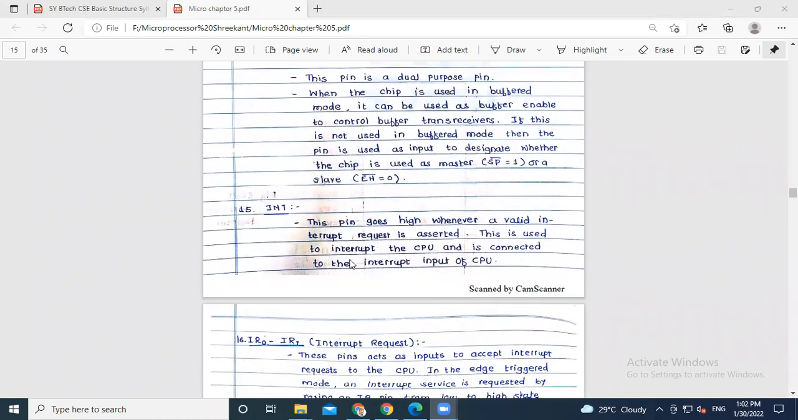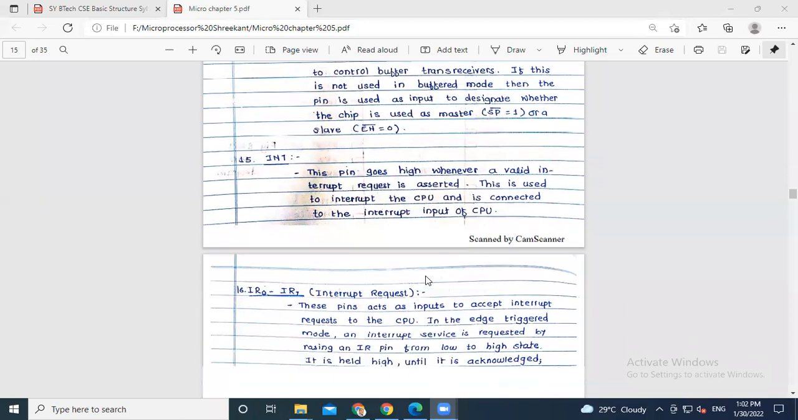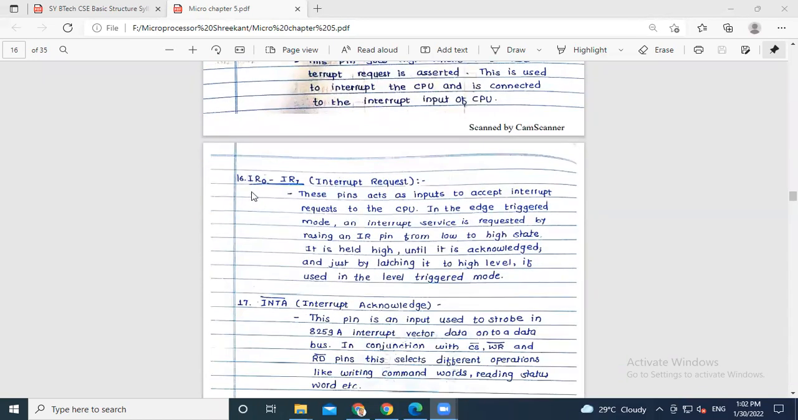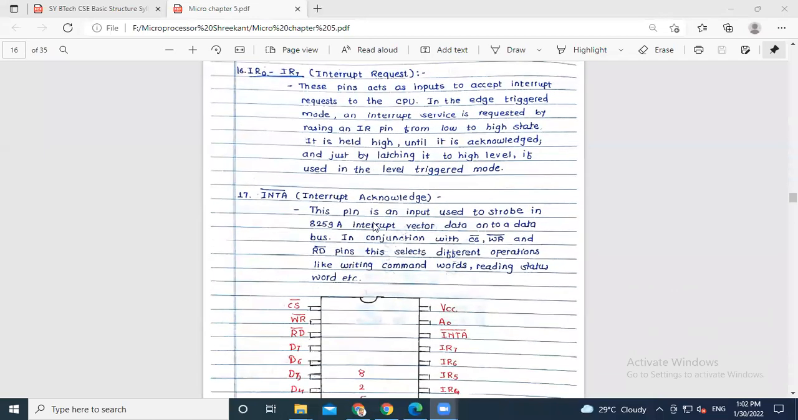Next one is the interrupt. This pin goes high whenever a valid interrupt request is asserted. It is connected to the interrupt input of the CPU. Next one is pin 16, that is IR0 to IR7. These are the interrupt requests. IR0 is the highest priority, IR7 is the lowest priority. Based on the priority, they are going to be executed.